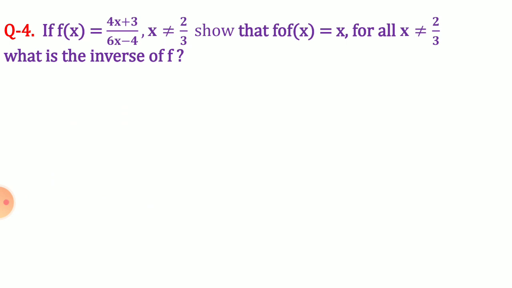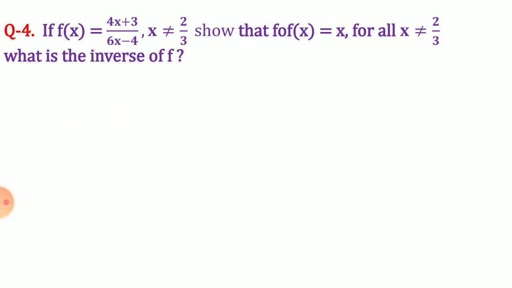Why is x not equal to 2 by 3? Because of 6x minus 4: substituting x equal to 2 by 3, we get 6 times 2 by 3, which is 6 upon 3 times 2, so 2 into 2 is 4, and 4 minus 4 is 0. So f of x is something upon 0, which means the function is undefined. Therefore x is not equal to 2 by 3.